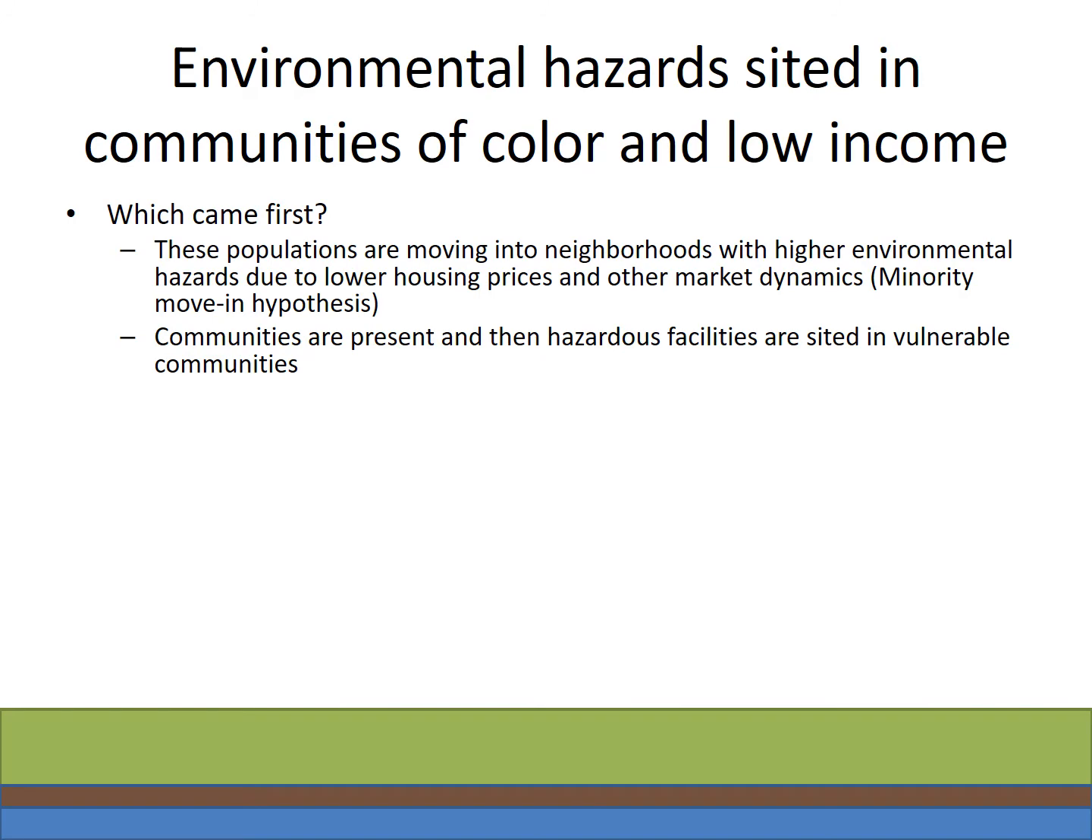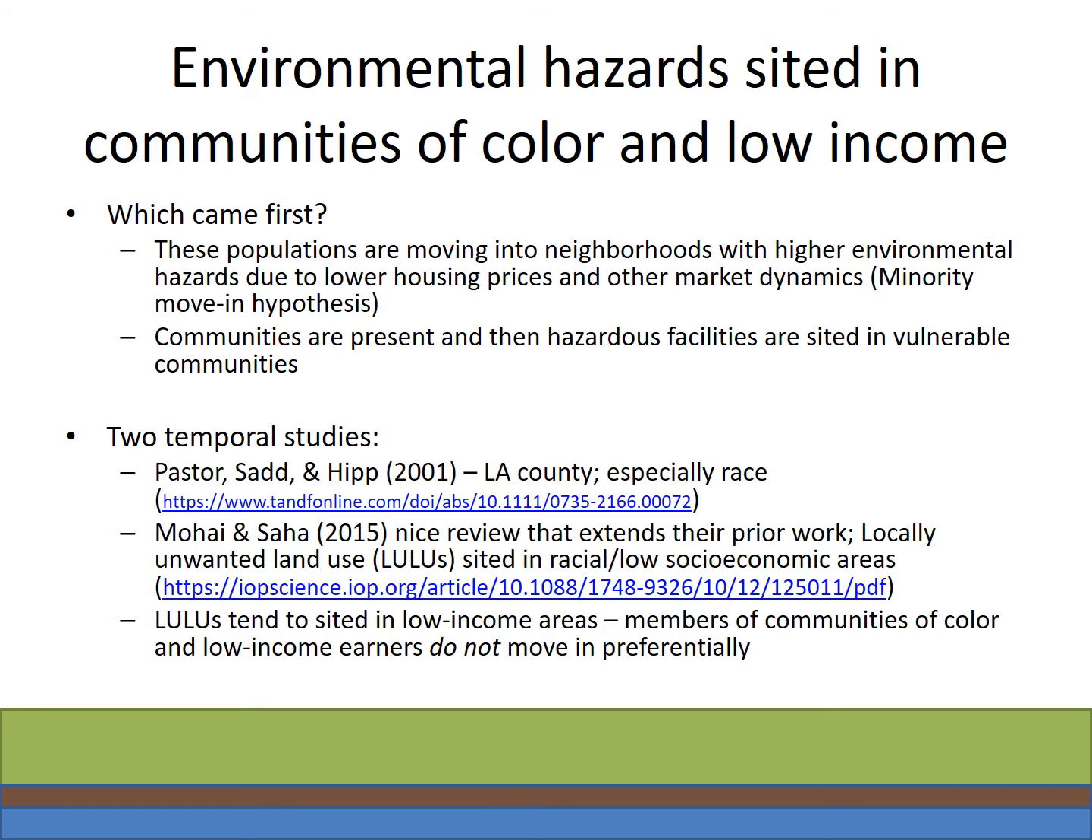So the question that many public health researchers have been asking is, what came first? Are these populations moving into neighborhoods with higher environmental hazards? Maybe they have lower housing prices and that's why. That's considered the minority move-in hypothesis. Or are these communities already present, and then hazardous facilities are sited in these communities? And it turns out there are two temporal studies that really hammer this. Both of them are showing that these LULUs tend to be situated in low-income areas. They tend to have members of communities of color, and these individuals are not moving in preferentially. So this is a major problem.